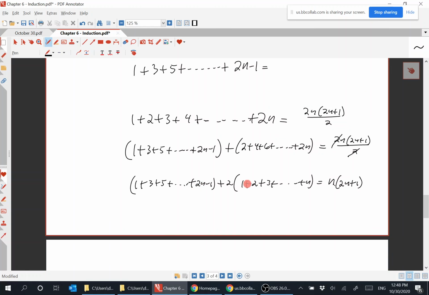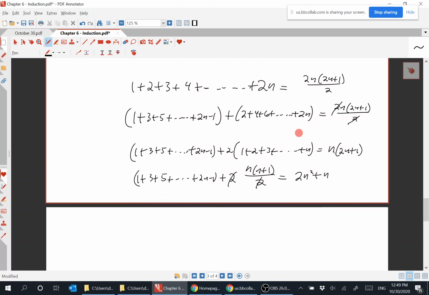What's this? We just did that problem. What's this here? That's n times (n plus 1) over 2. So these cancel. I have n times 2n. So let's multiply this out. This is 2n squared plus n.